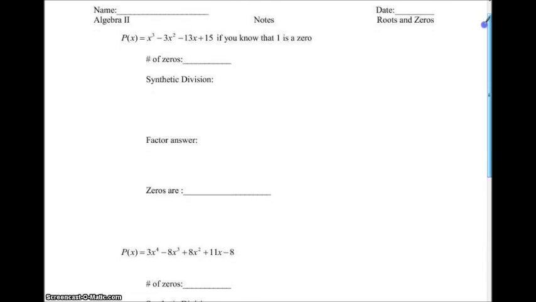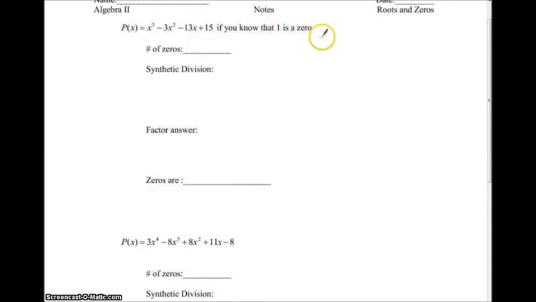And they've given us a function, and they have told us that 1 is a zero. Well, first of all, figure out how many zeros there are. And you look at your degree to figure this out. And my degree is 3, so there are 3 zeros. So start by using synthetic division, knowing that 1 is a zero. So I'm going to do 1. I'm going to pull over here 1, negative 3, negative 13, and 15.